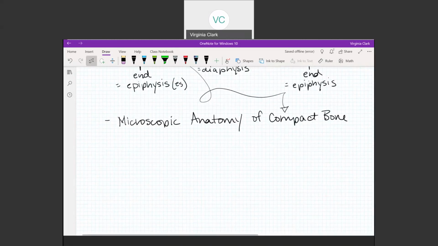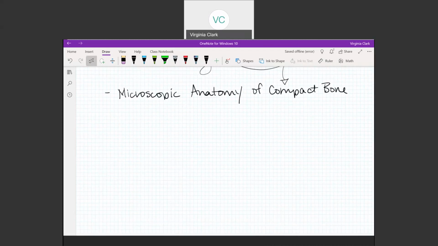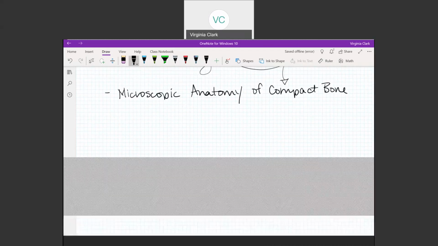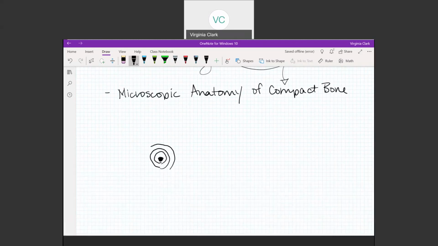So when you're looking at the compact bone and you're looking at the microscopic anatomy, this was briefly shown when we talked about tissues, because bone is a type of tissue. But underneath the microscope, it will look more like the rings of a tree. So there'll be this center dark section, and then coming all the way around, each will be these things that look like rings. So when you're looking at it underneath the microscope, this is what you'll see when you're looking at compact bone.